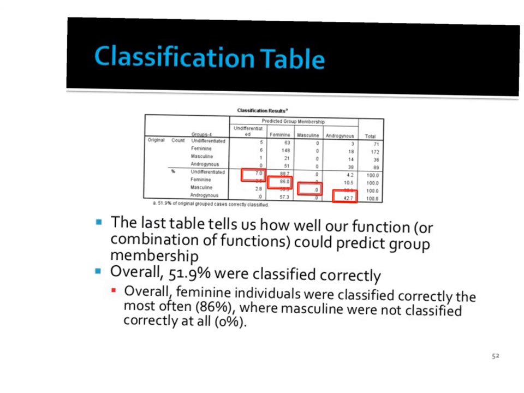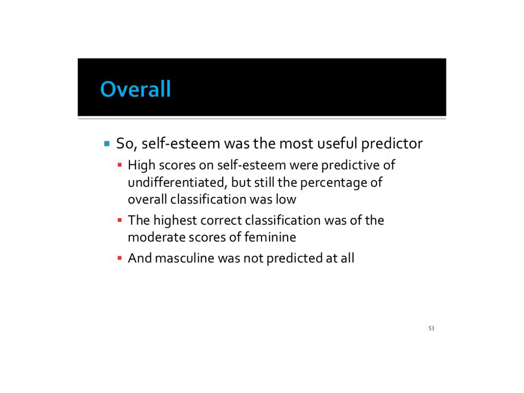Overall, just over 50%, which is not all that great because it's essentially a flip of the coin. Overall, feminine were the most correctly classified, but they were also essentially down the middle. Masculine were not correctly classified at all, but we had no information to go off of. So overall, self-esteem was the most useful predictor. It helped drive the differences between undifferentiated and androgynous. High self-esteem scores were predictive of undifferentiated, but overall the percentage of classification was low. The highest correct classification was moderate scores of feminine, and masculine was not predicted at all. Those would be the takeaway points that I would write up in my results and discussion.